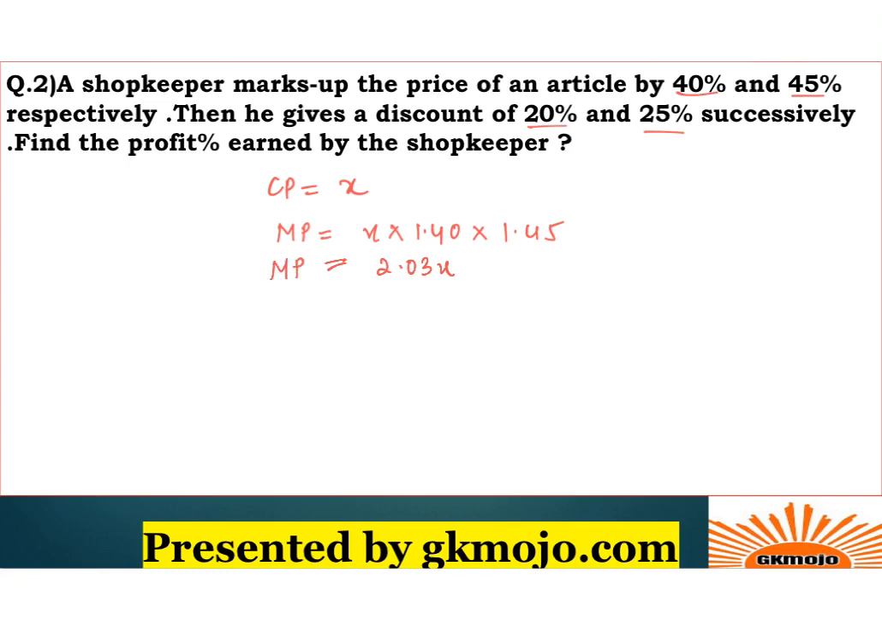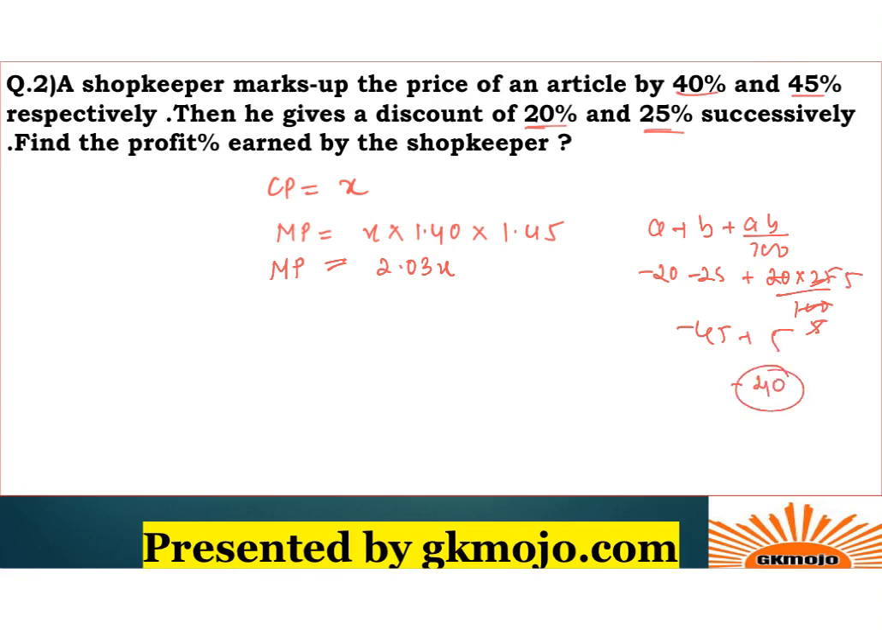All right. And now he gives a total discount of 20% and 25%, right? So you can find this by using the formula a plus b plus ab upon 100, the successive percentage formula. So here this will be minus 20 since it's a discount, and minus 25 since again it's a discount. This minus minus will get plus, so plus 20 into 25 upon 100, right? So this will be minus 45 plus 20 ones are 25s are 5 ones are 5 5s are, so 5. So the combined total discount will be 40%, right?